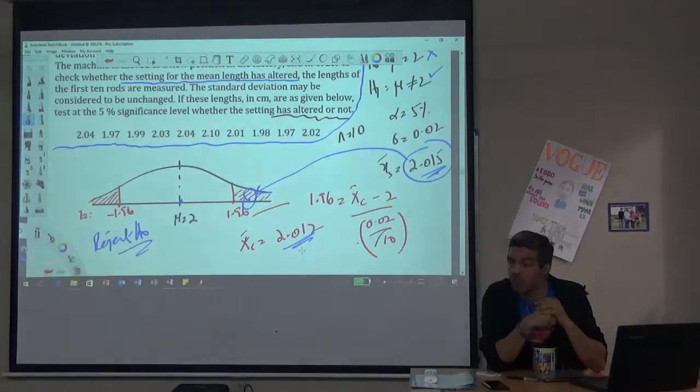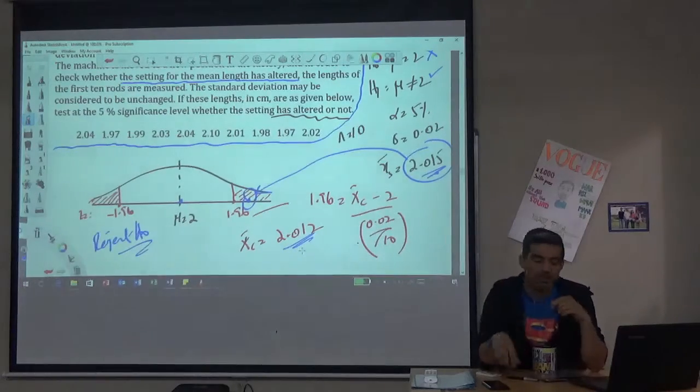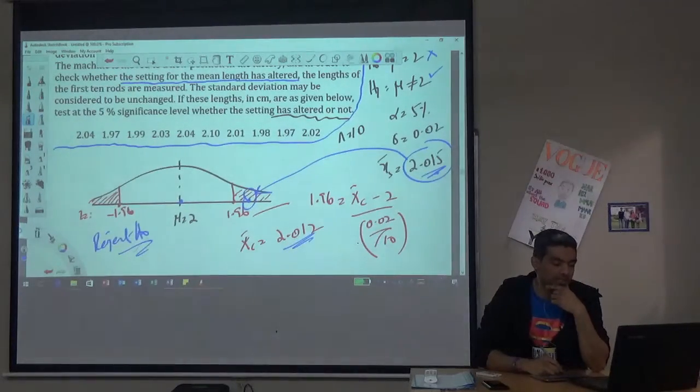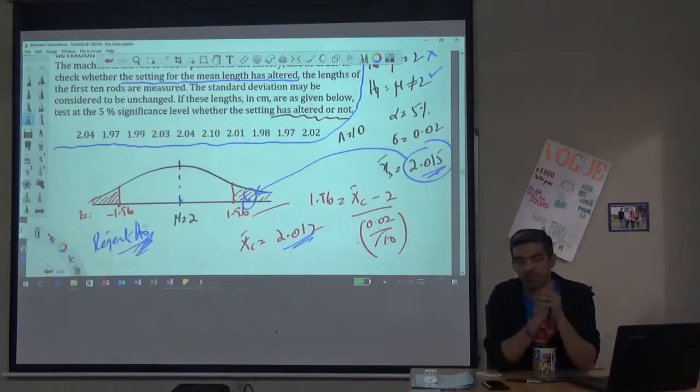So you may have made what we call a type 1 error. A type 1 error is when you reject a hypothesis and in actual fact that hypothesis is true. That's when you say you made a type 1 error.